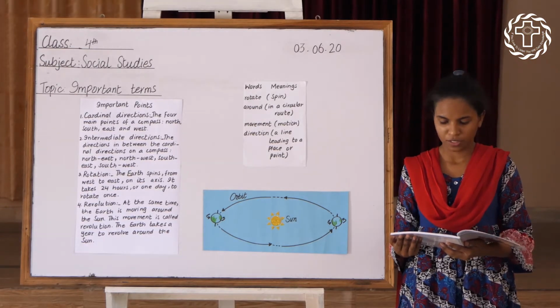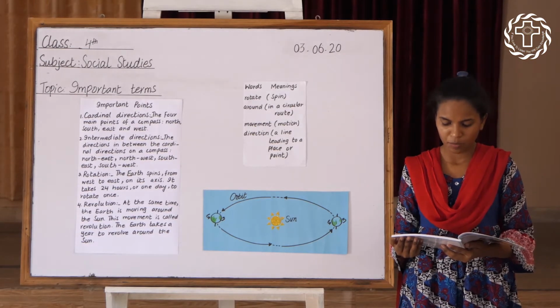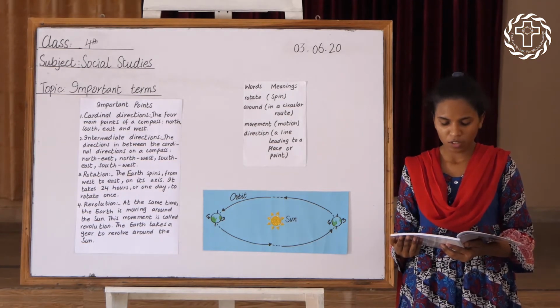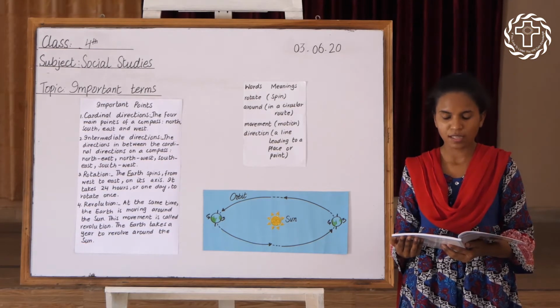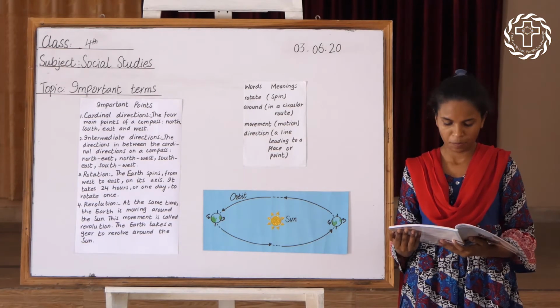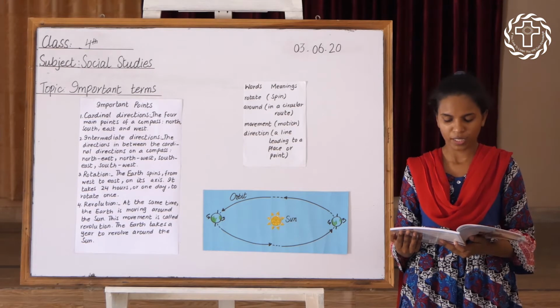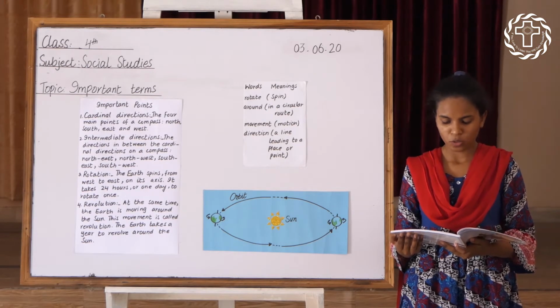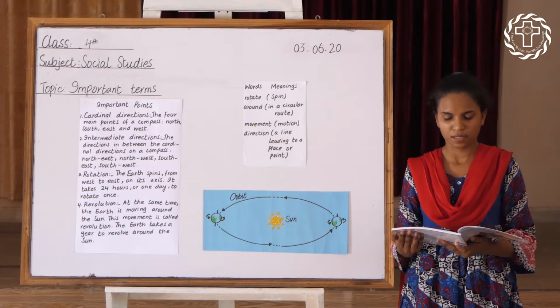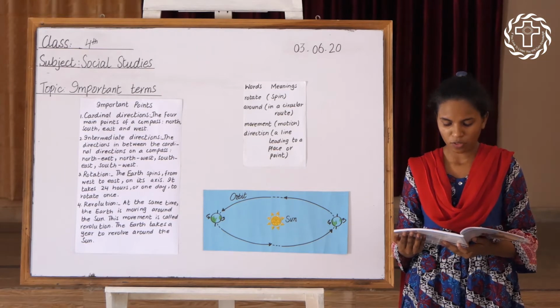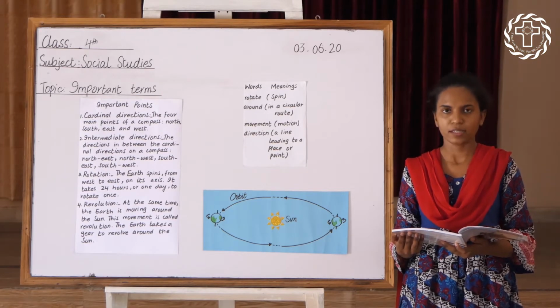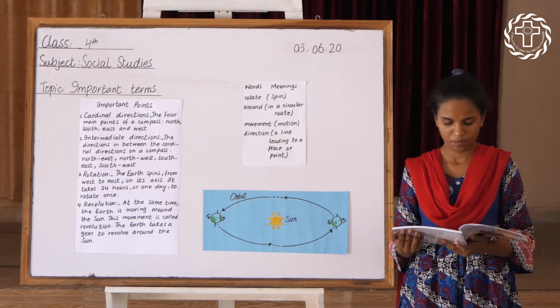Intermediate directions. The directions in between the cardinal directions on a compass, northeast, northwest, southeast and southwest, are called intermediate directions. Rotation. The earth spins or rotates from west to east on its axis. It takes 24 hours or 1 day to rotate once.